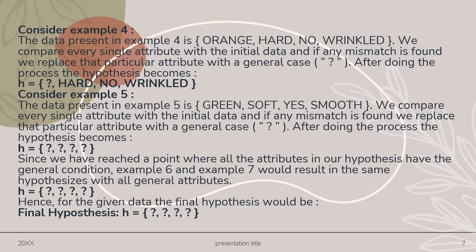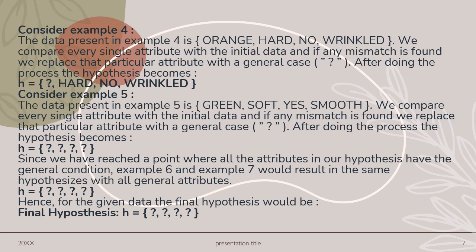And the fungus we have got here is no, but here the instance is going to have yes, and wrinkled, and this is smooth, that is the appearance. So all the attributes have mismatched, so every attribute will be replaced with a question mark, that is the general case.